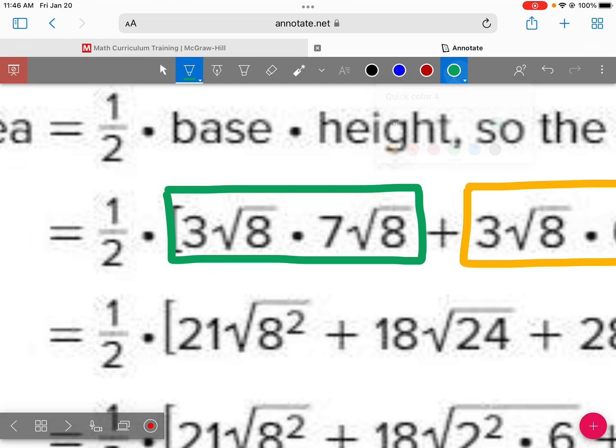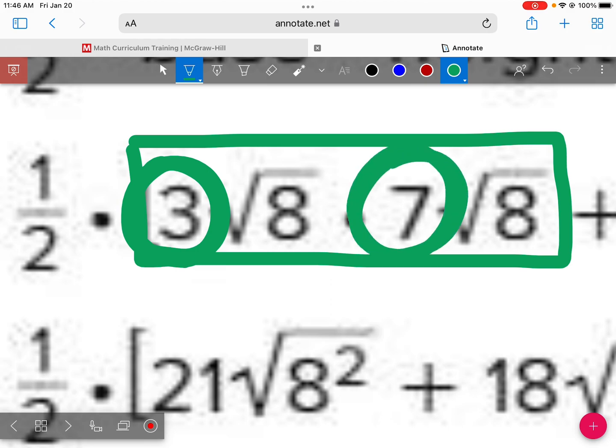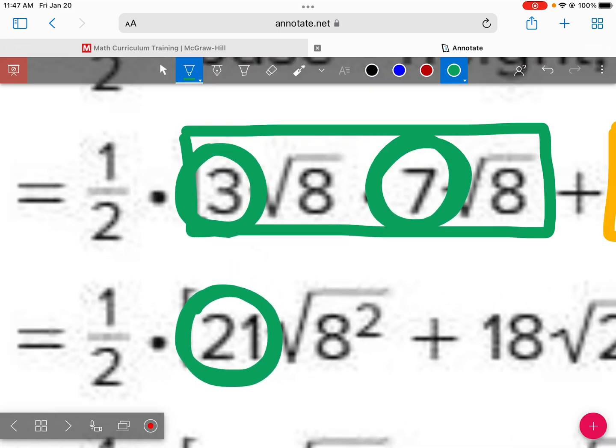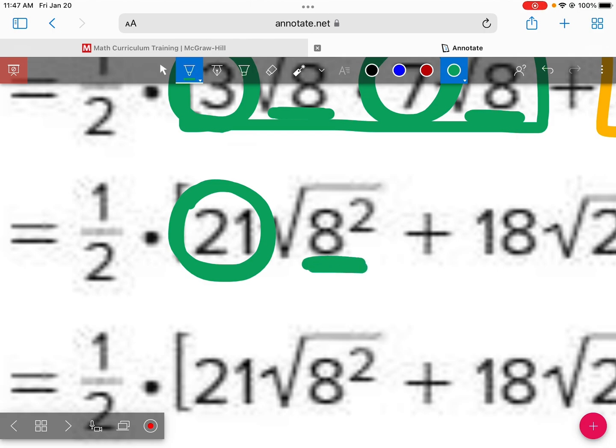So one piece at a time now. We multiply the numbers that are not underneath a radical together. What do I get when I multiply 7 and 3 together? 21, that's right here. And then we take the parts that are underneath the radical because the index is the same. It is a square root, it is an index of 2. The parts underneath the square root, we're going to multiply together. So I have 8 times 8. That would give me 8 squared.